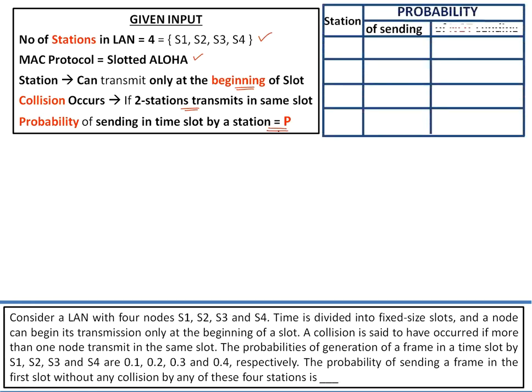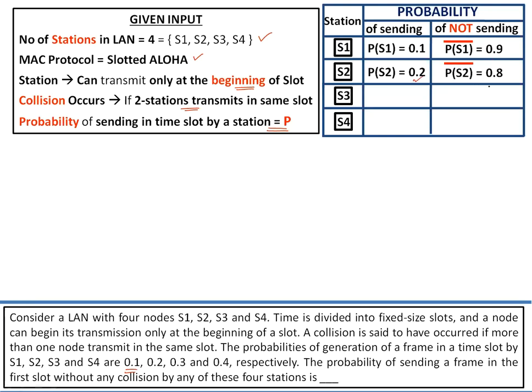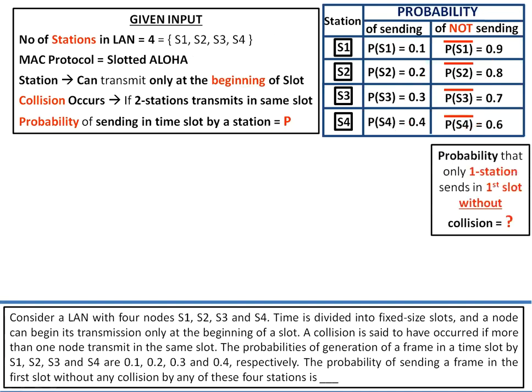Probability of sending, and of not sending. For station 1, what is the probability of sending? 0.1. So the probability of not sending is 0.9. For the next, probability of sending 0.2, not sending 0.8. Sending, not sending. Fine, this is the information they mentioned. Now, what have they asked?